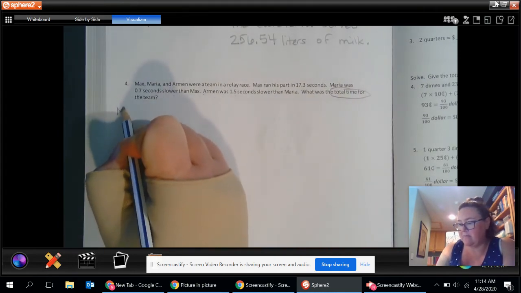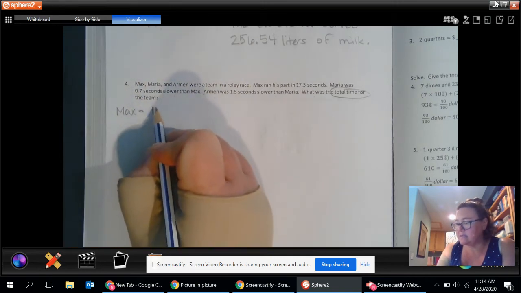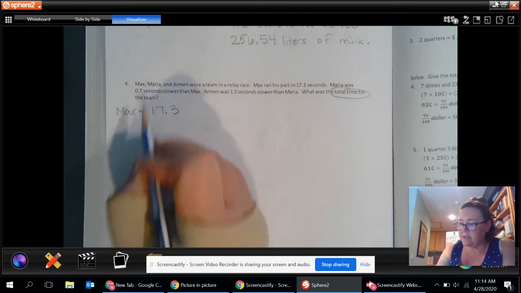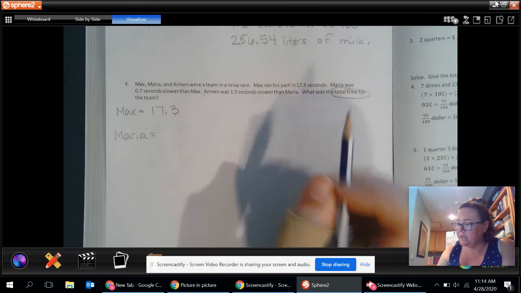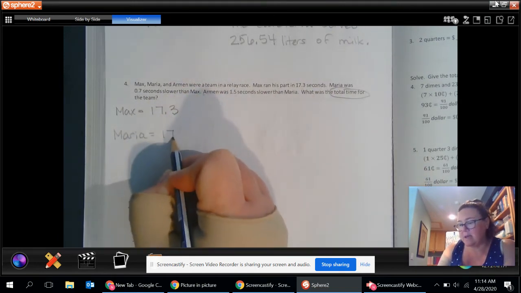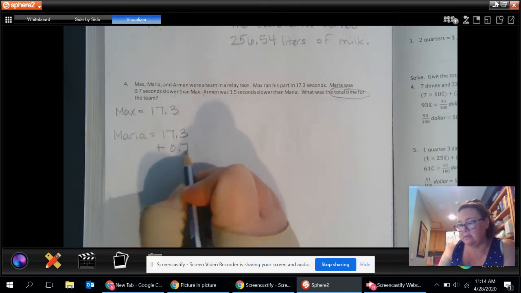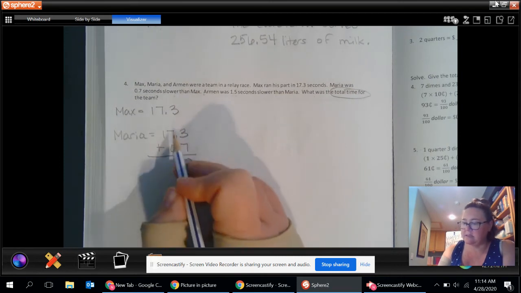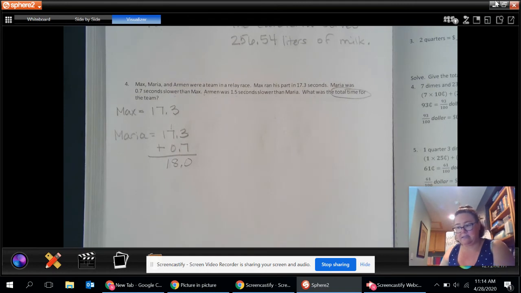All right, so we have Max. His was the 17 3/10, right? Now Maria is the next person. We know that Maria was slower than Max, which means you have to take Max's time and add a little bit more to it to get Maria's time. So if we add these together, we're going to have 18 seconds now for Maria.